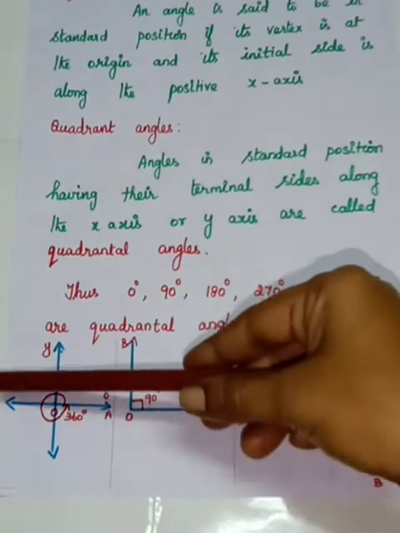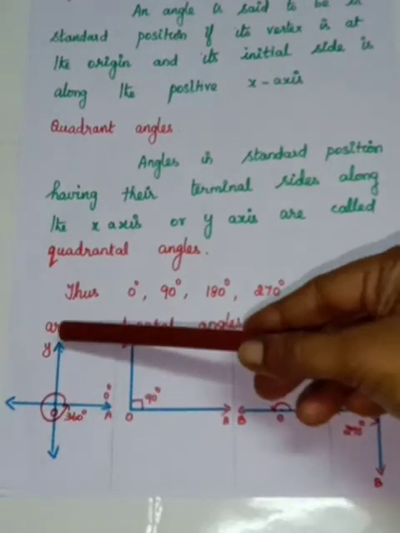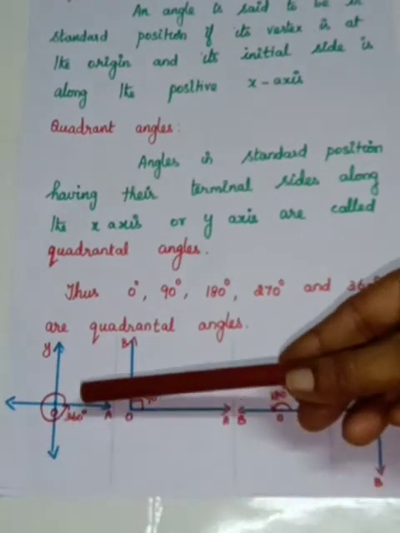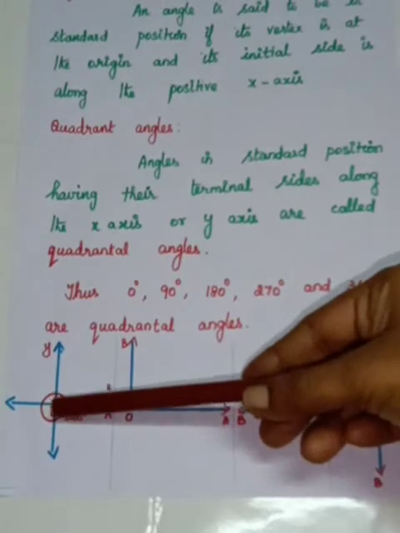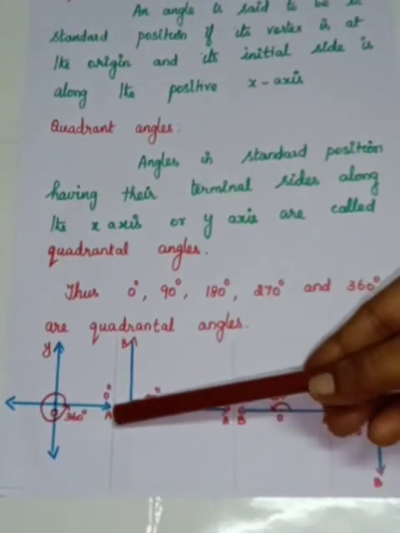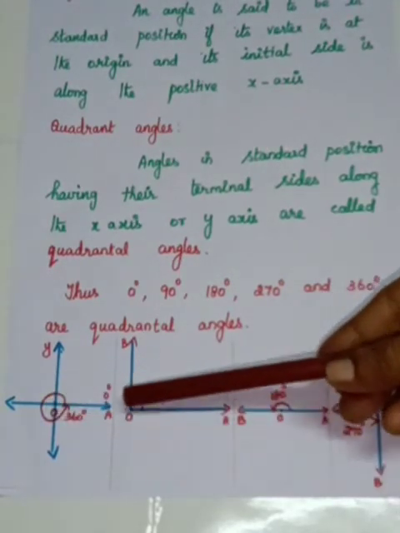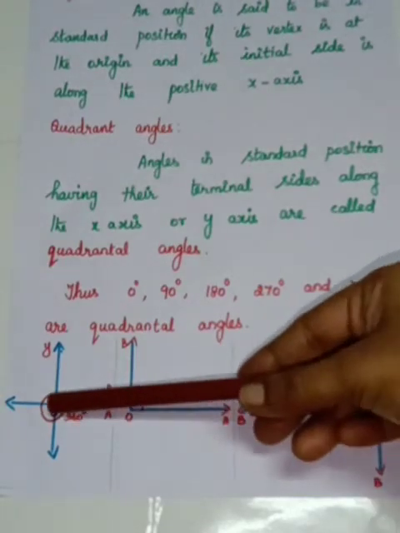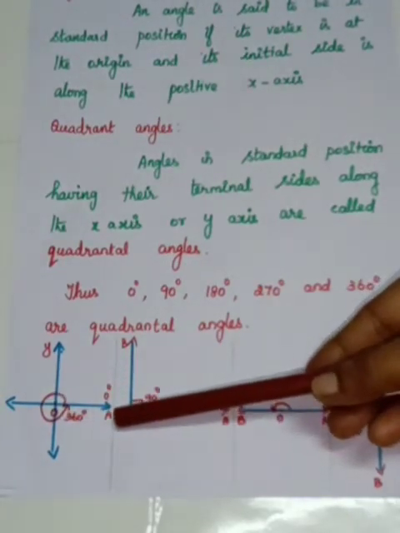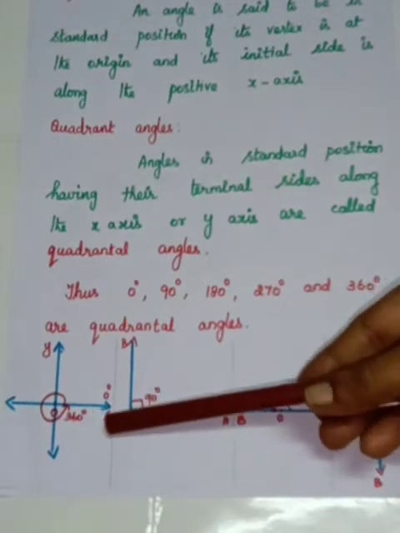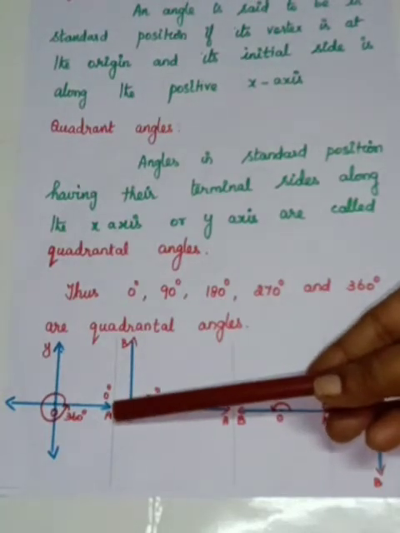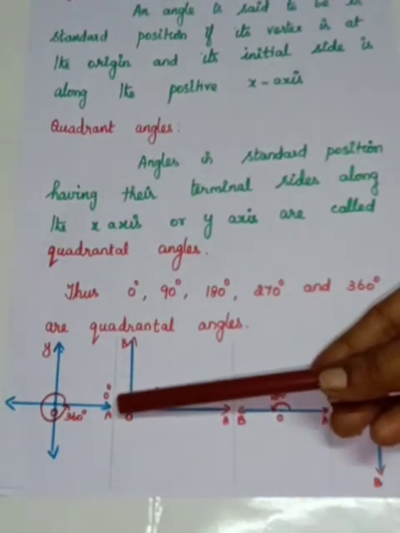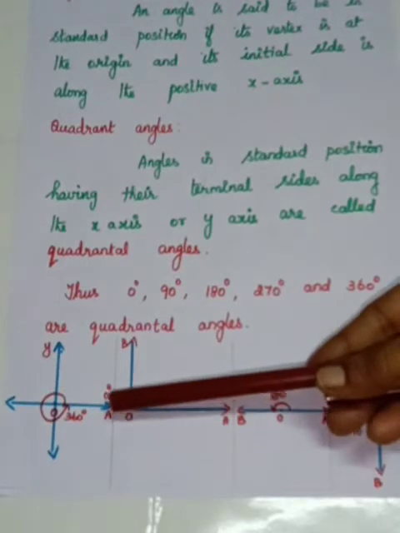Look at this. The horizontal line is the x-axis and the vertical line is the y-axis. Okay, you see that O, the origin, is the vertex now. OA is the initial side, and the terminal side is also OA. Both the initial side and the terminal side are along the positive x-axis, which means no angle is formed. So the angle is 0 degree. So 0 degree is one quadrant angle.